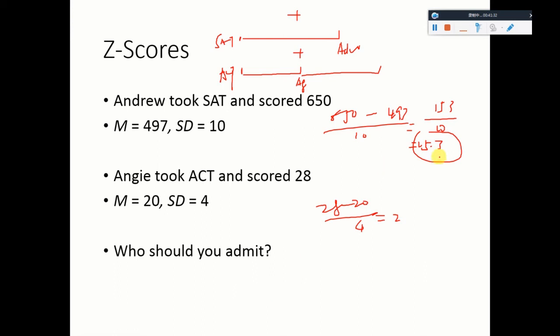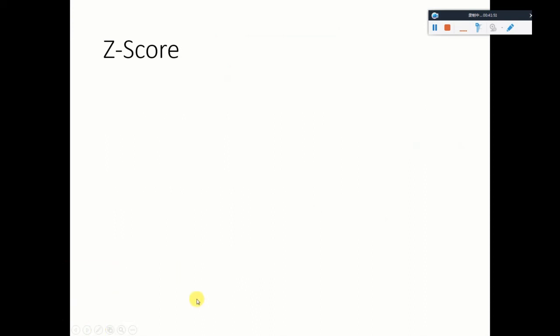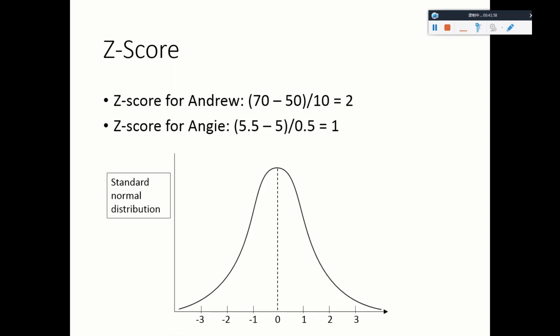Because Andrew is way better than most students taking the SAT, whereas Angie is only a little bit better than most people, the average score of the ACT. Okay, so Andrew is the better applicant if we only consider scores. Okay, so that's from the previous job applicant example, right?